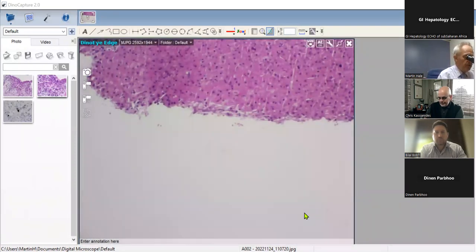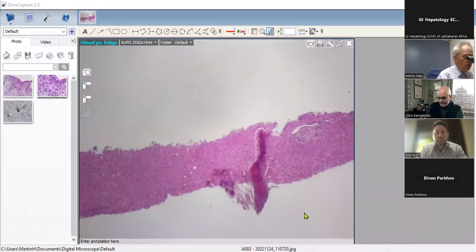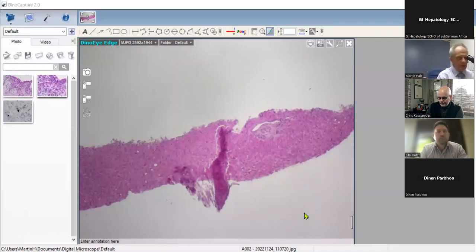And I'm not sure that we've got all the answers. In fact, I'm fairly sure that we don't have all the answers yet. So what we've got is two biopsies. And the first is, I'm just backtracking. Yeah. So the first is we've got this biopsy here.